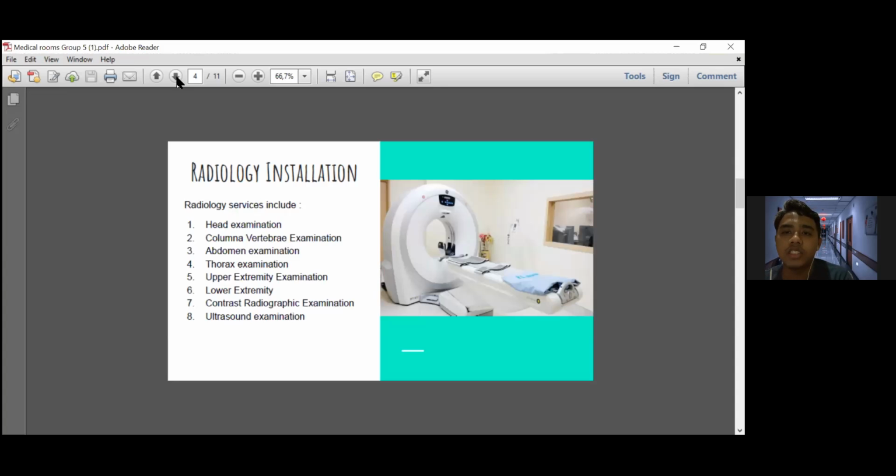The radiology service includes: 1. Hip examination, 2. Columnar vertebra examination, 3. Abdomen examination, 4. Thorax examination, 5. Upper extremity examination, 6. Lower extremity, 7. Contrast radiographic examination, and 8. Ultrasound examination.